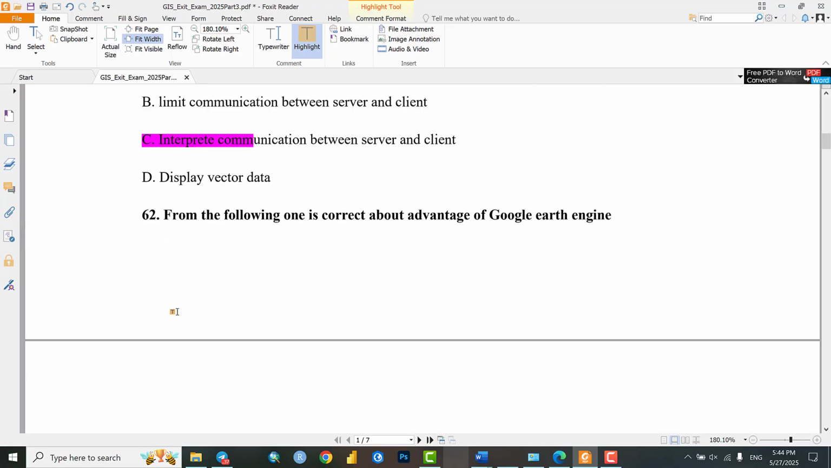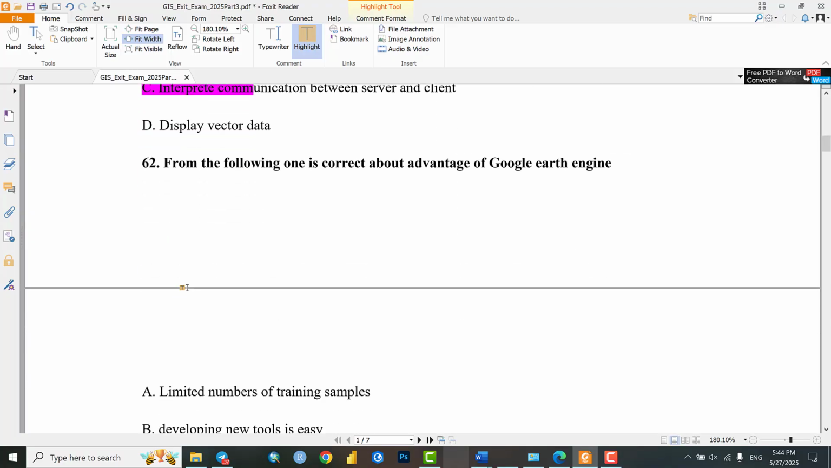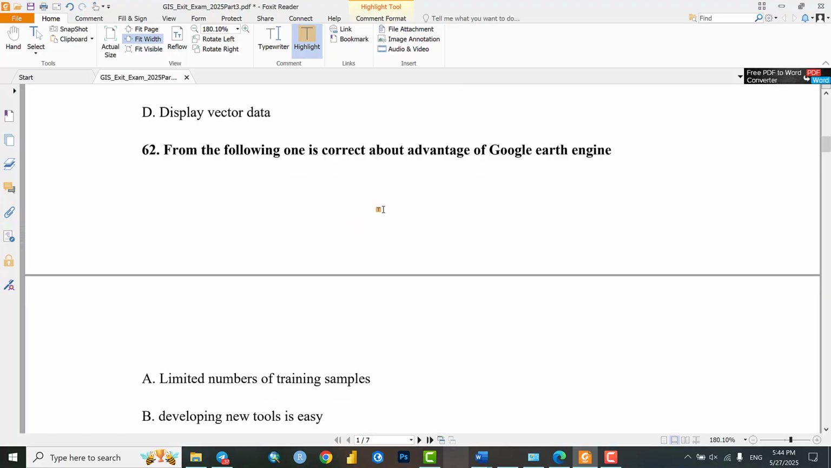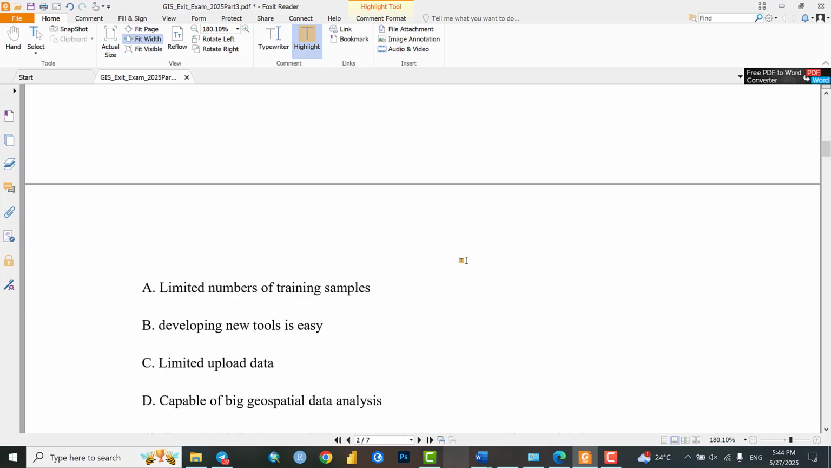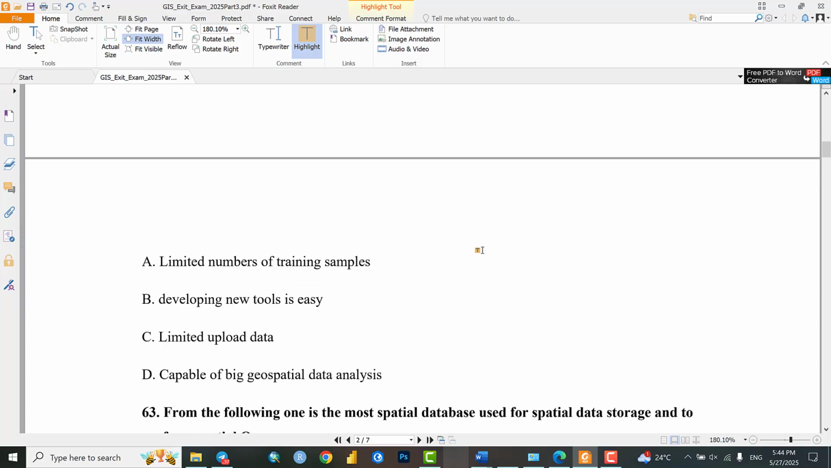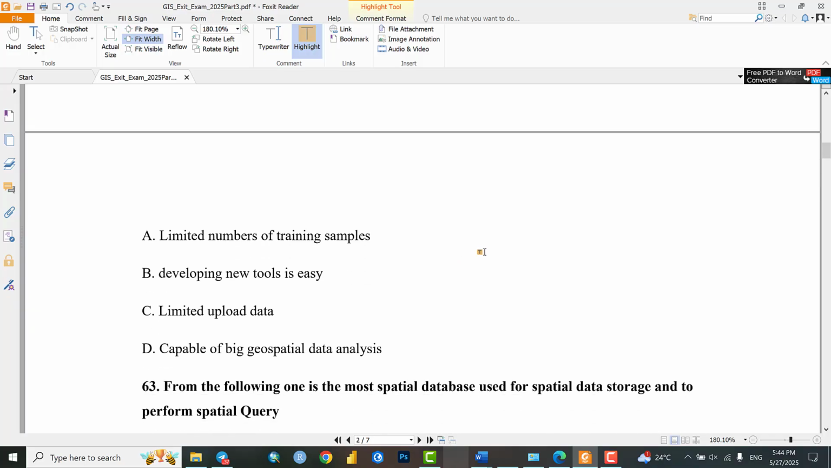Okay, great. 62. Which one of the following is correct about the advantages of Google Earth Engine? A. Limited number of training samples. B. Developing new tools is easy. C. Limited upload data. D. Capable of geospatial data analysis. So it is cloud based, it can handle big data sets, and it is capable of data analysis. So this is the correct answer.